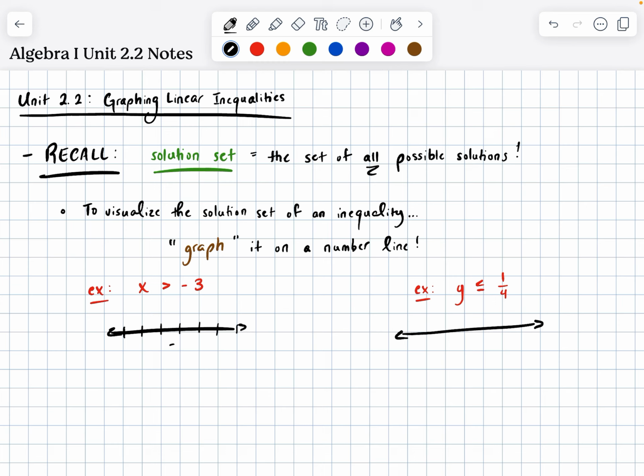Well, first thing I probably want to do is label my number line. So on my number line, I'm going to give myself some tick marks. It doesn't really matter where the -3 goes. Often we think about putting it kind of towards the middle because it's the thing that's important to the inequality, but it could be anywhere.